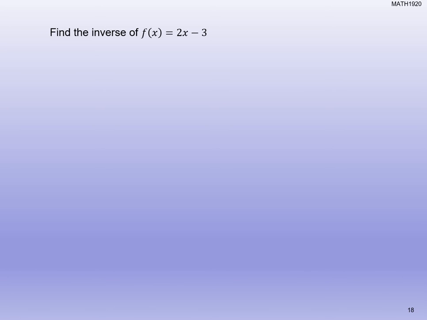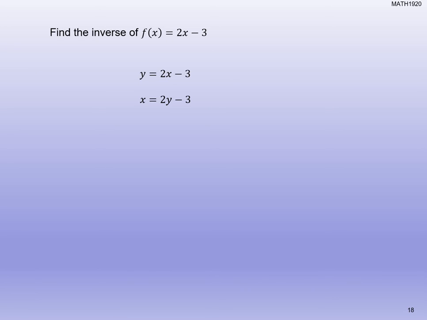Let's find the inverse given f of x equals 2x minus 3. The easiest way to go about this is to switch x and y and solve for y. I'm going to take f of x out of function notation for a few minutes, switch x and y, solve for y, and then put it back into function notation. So rewrite this equation with y: y equals 2x minus 3. Now I'm going to switch x and y, so it becomes x equals 2y minus 3.